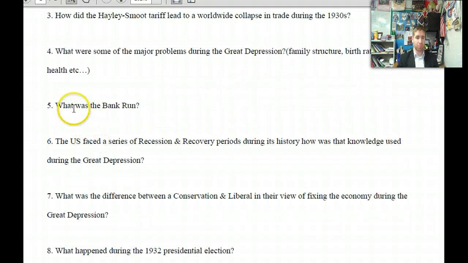The bank run. If you remember the bank run, that is when people started withdrawing their money from the banks, and so the banks no longer had any money to operate. They were literally out of money, and people lost confidence in the banks. They drew the money out of banks, and then the banks failed. Big problem.